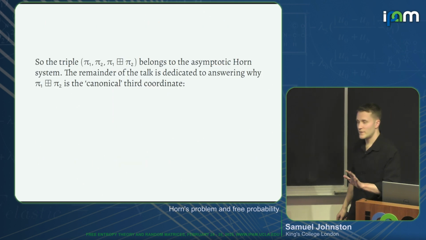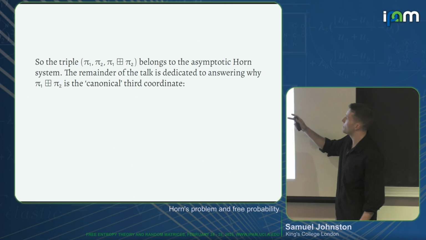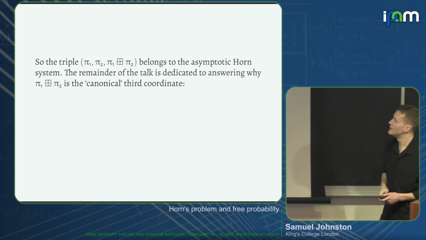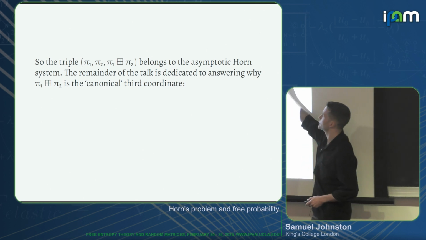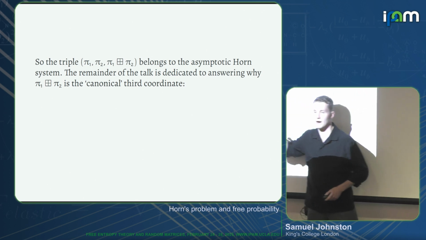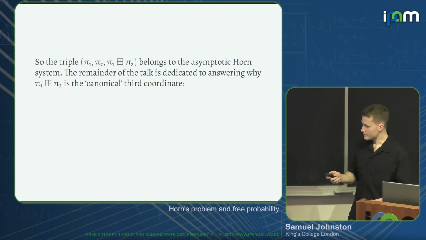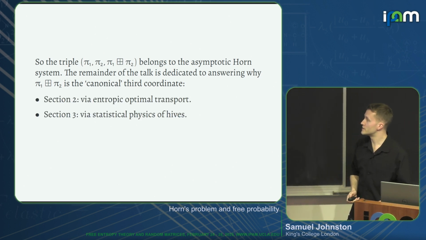Okay, so I went through that quite quickly, but the triple pi1, pi2, and free convolution belongs to the asymptotic Horn system. And the remainder of the talk is dedicated to answering why this free convolution is the natural choice of third coordinate. In section 2, we'll tackle this via entropic optimal transport, and in section 3 via the statistical physics of hives.